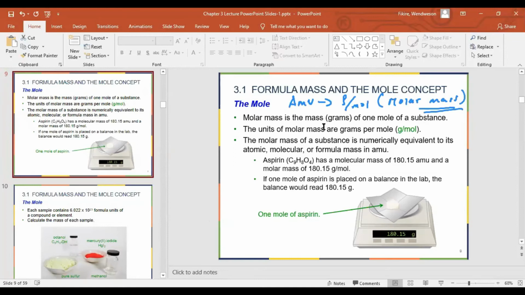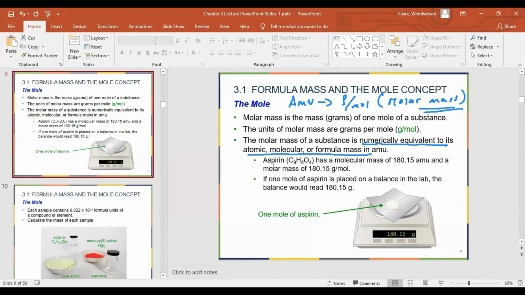So the molar mass is the mass, which is expressed in grams, of 1 mole of a substance. So the molar mass of a substance is numerically, please remember that, numerically equivalent to the formula mass or the molecular mass.